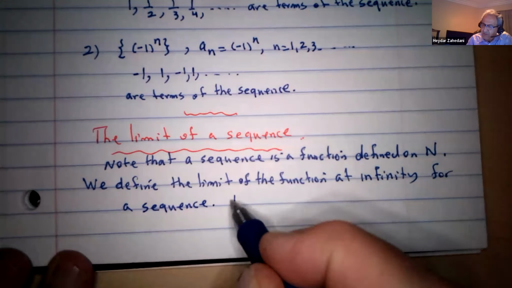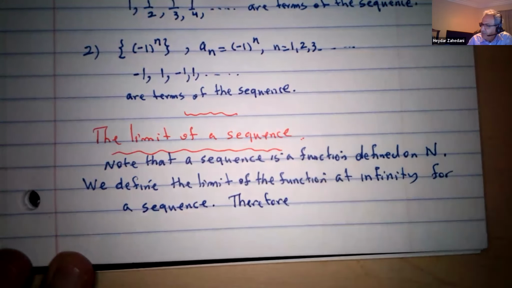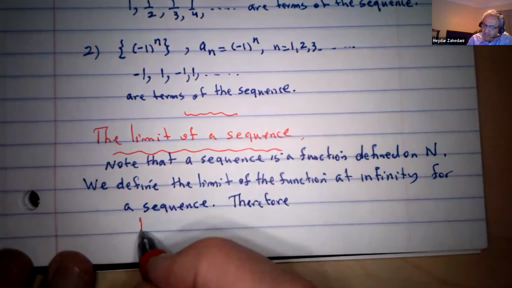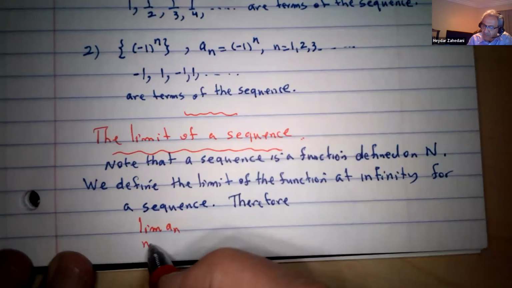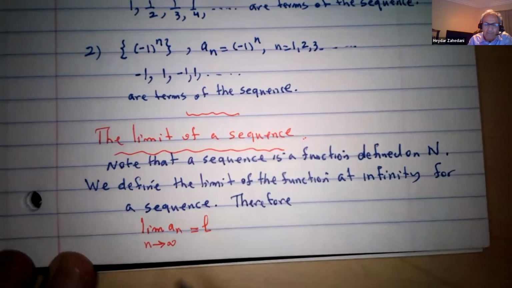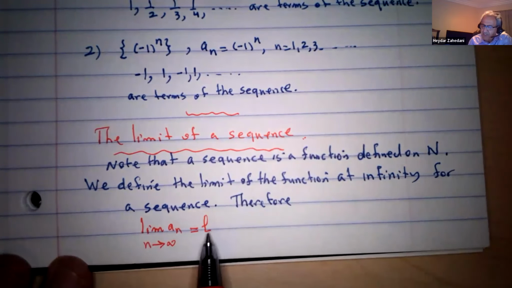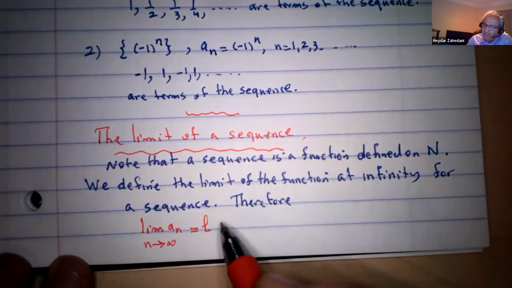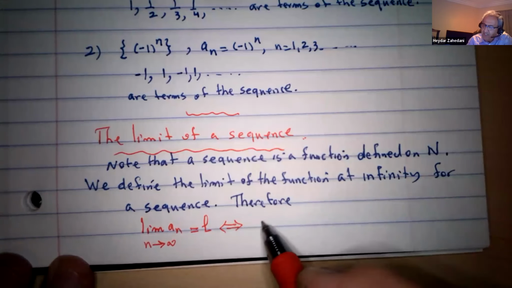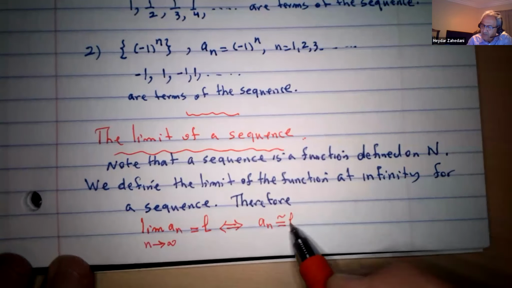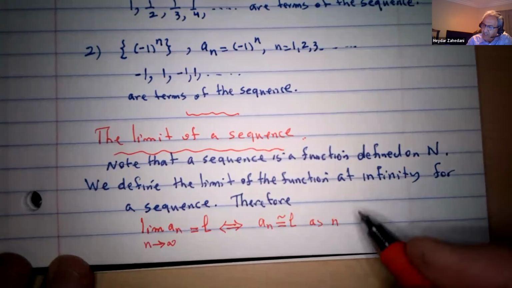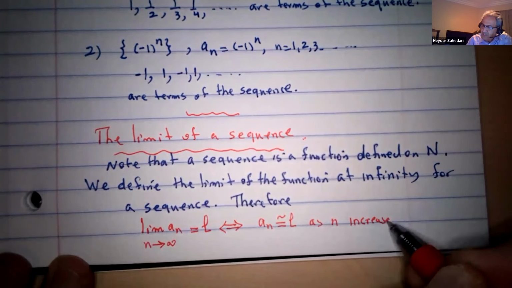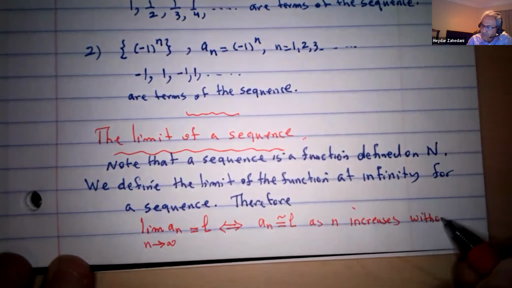Okay, so therefore, if we say that the limit of a sequence, limit of a_n, when n goes to positive infinity, is equal to L, it's like in calculus one, you know that this means as n increases without bound, going to infinity, the terms of a_n are getting closer and closer to L. So the limit of a_n when n goes to infinity would be L if and only if these a_n's are approximately equal to L as n increases without bound.